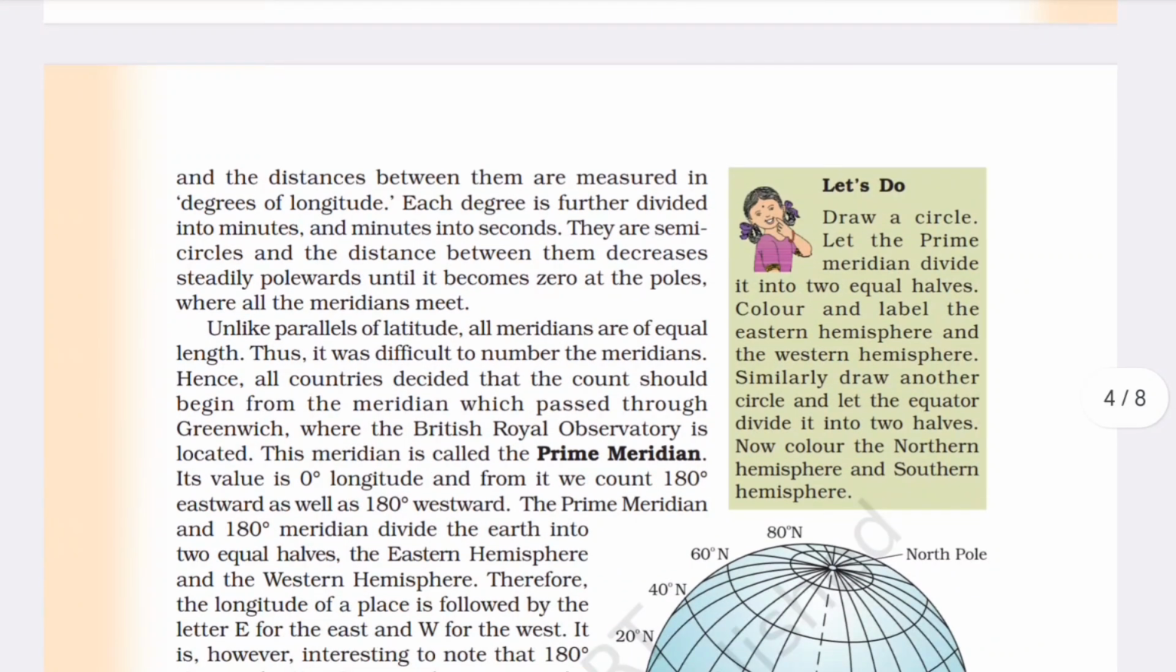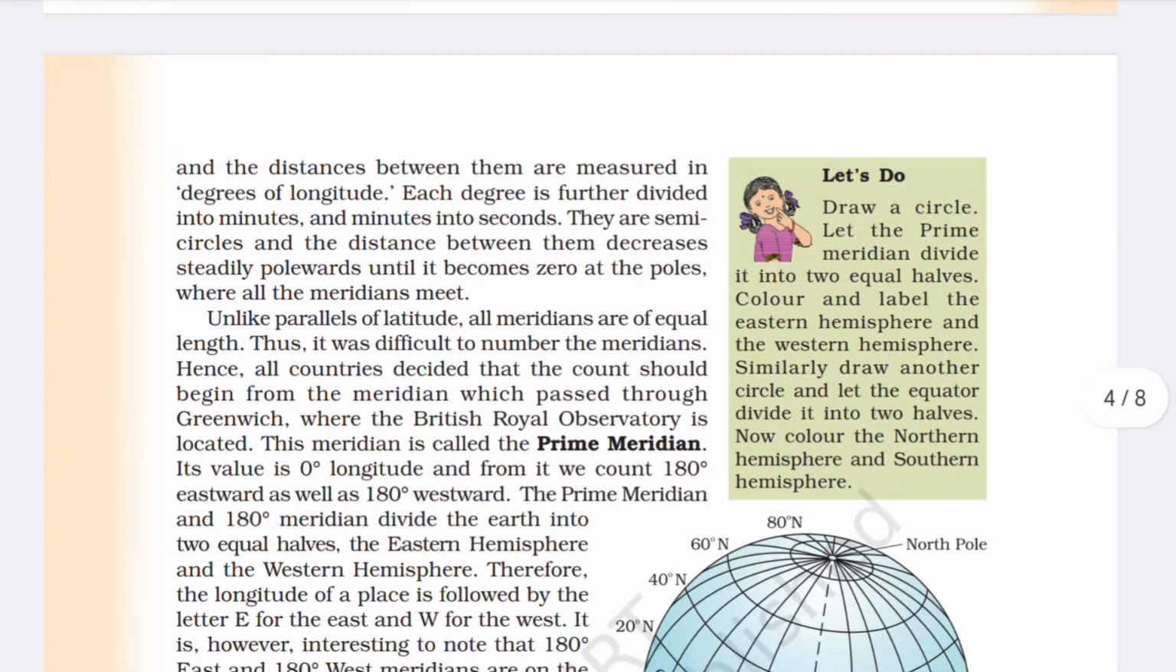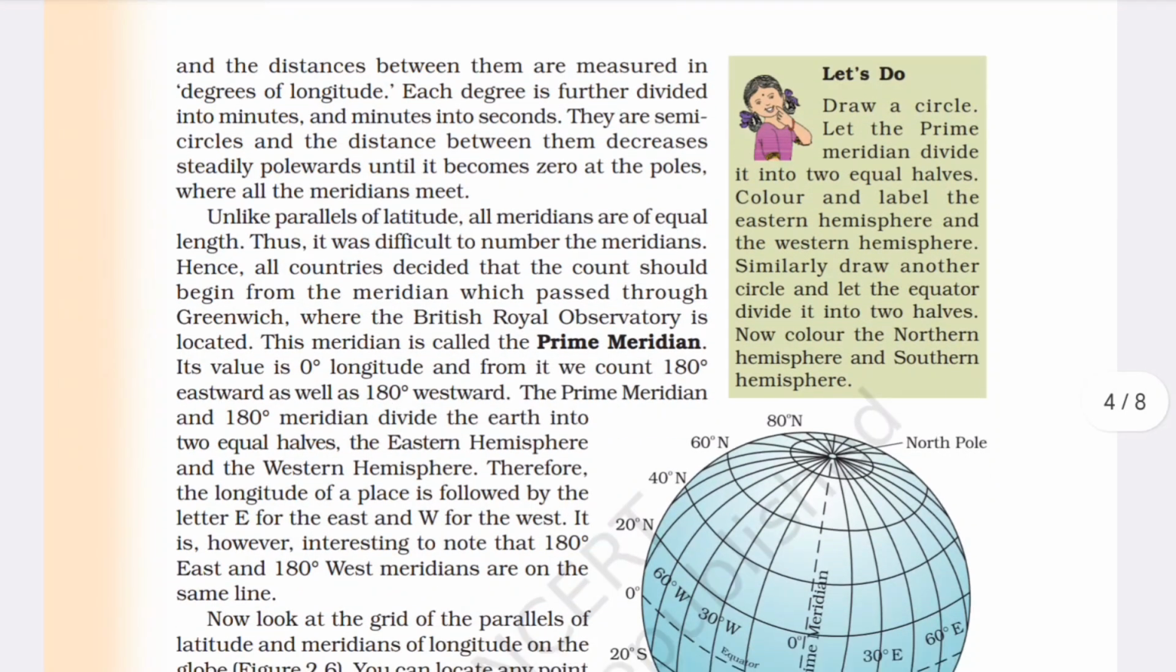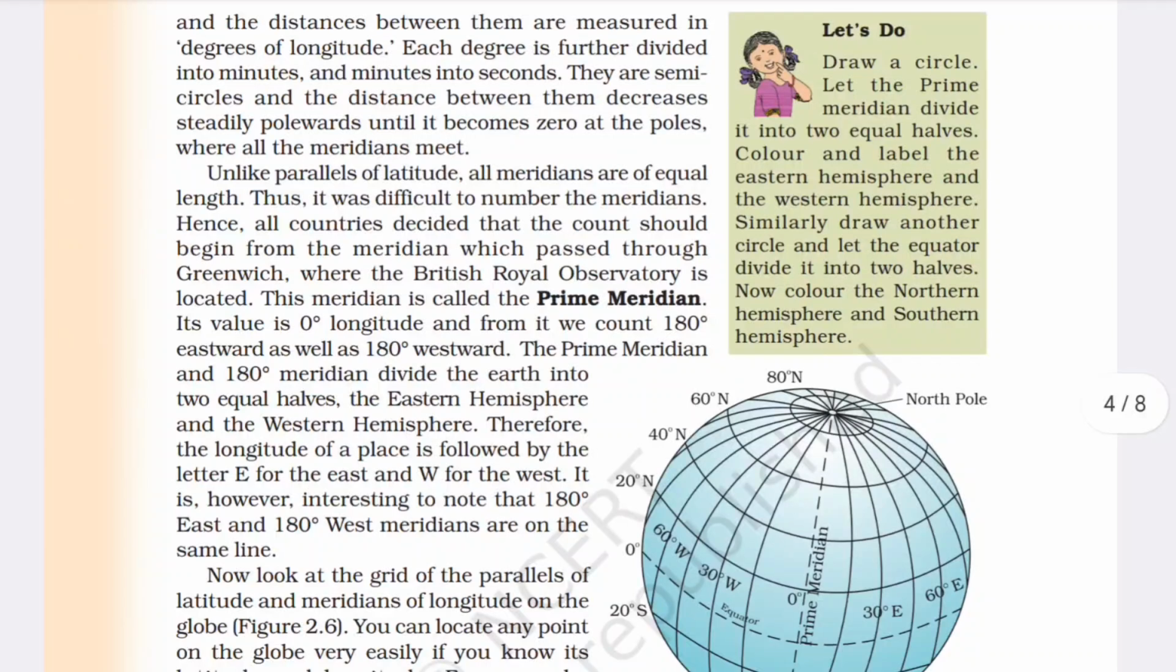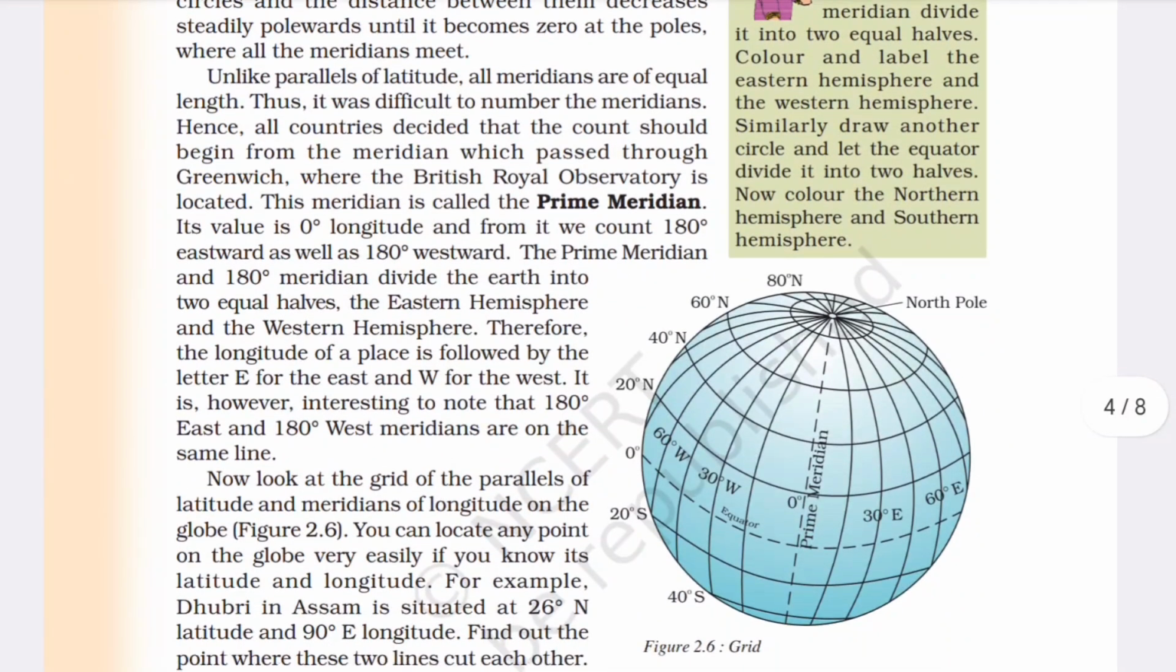They are semicircles. The distance between them decreases steadily polewards until it becomes zero at the pole, where all the meridians meet. Unlike parallels of latitude, all meridians are of equal length. Thus, it was difficult to number the meridians. Hence, all countries decided that the count should begin from the meridian which passed through Greenwich, which is where the British Royal Observatory is located. This meridian is called the prime meridian. Its value is 0 degree longitude, and from it we count 180 degrees eastward as well as 180 degrees westward.